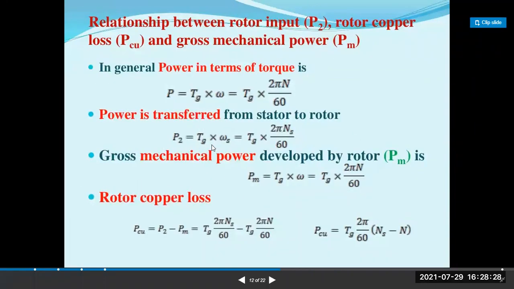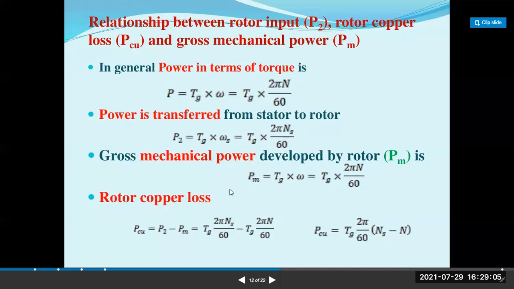This is P2, that is TG into omega s. Omega s is the synchronous speed in the air gap. This is the rotor torque in the air gap, and this is the rotating magnetic field speed, given as TG into 2 pi Ns upon 60. Ns is your synchronous speed of the rotating magnetic field, in rotations per second. So this is the mechanical power, that is power in terms of torque, and the electrical power transferred from the stator part to the rotor part is given by this equation, TG into 2 pi Ns divided by 60.